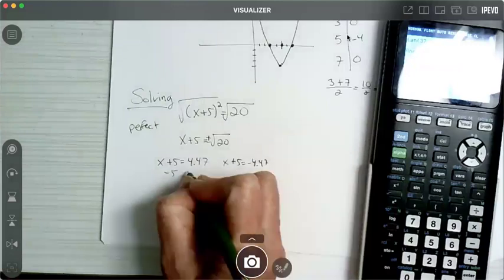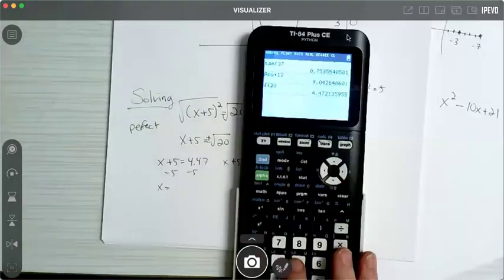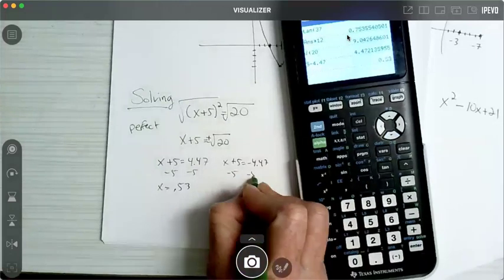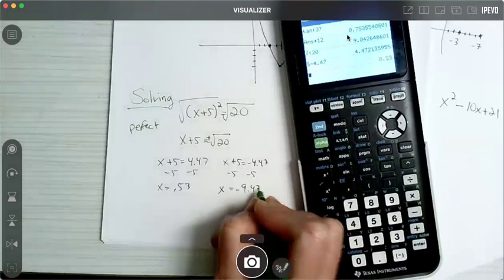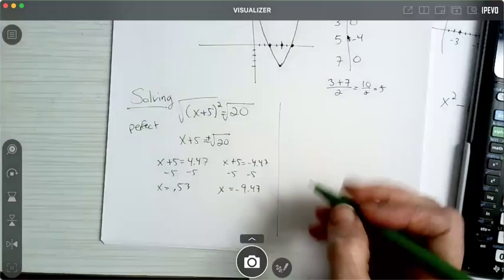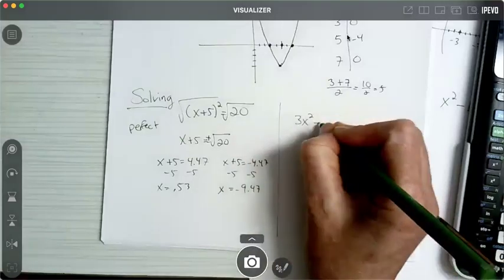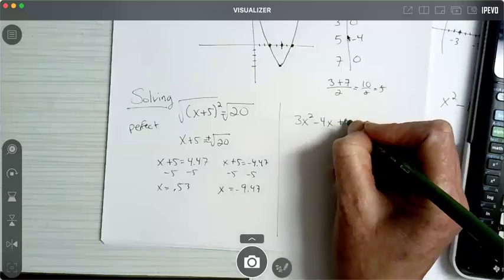Then I would subtract 5. And then I would subtract 5. 5 minus 4.47 is 0.53. And here, when I subtract 5, I would get x equals negative 9.47. And that's that solving. If I have something that looks like this, 3x squared minus 4x plus 5 equals 0.